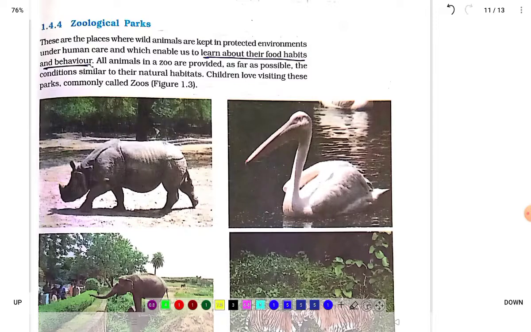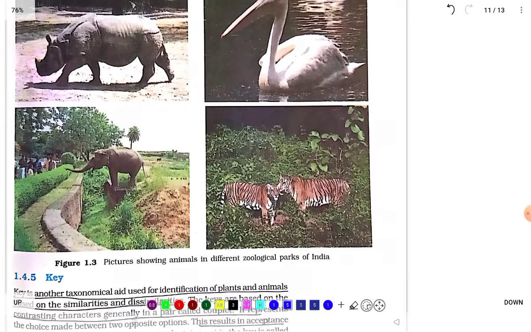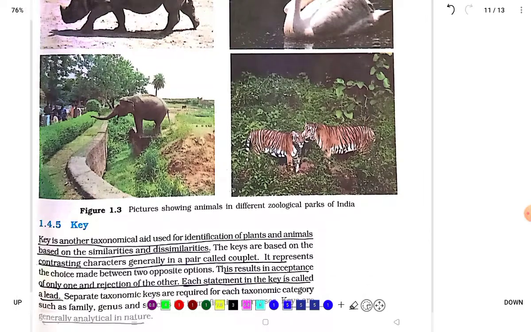So next comes the zoological parks. These are places where wild animals are kept in a protected environment under human care, which enable us to learn about their food habits and behavior. Zoological park is nothing other than zoos. Hope you have visited zoos. It is mainly to notice the food habits and behavior of the animals. All animals in a zoo are provided, as far as possible, conditions similar to their natural habitat. We will be providing similar conditions to our maximum capability. These are pictures of animals in different zoological parks of India.